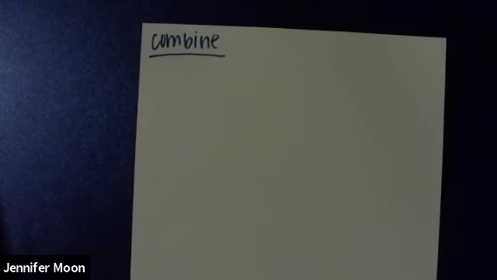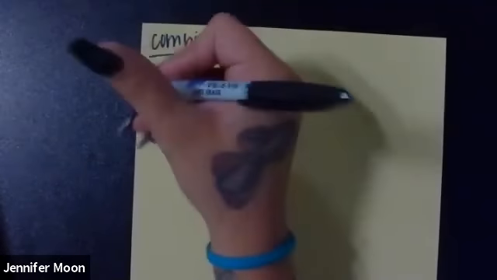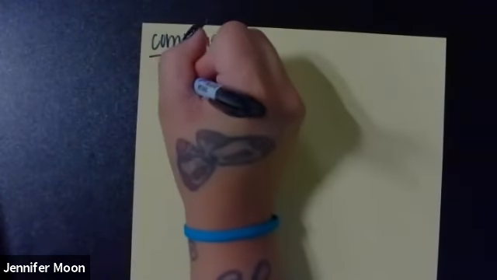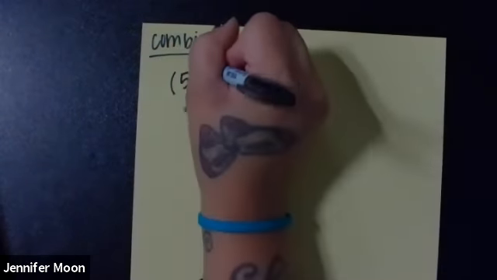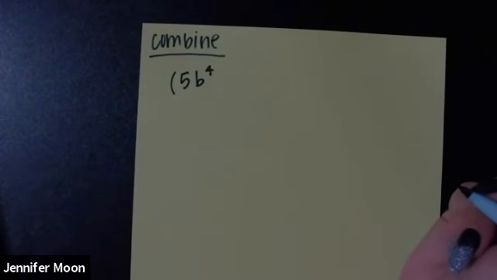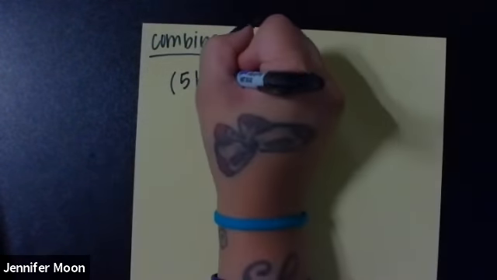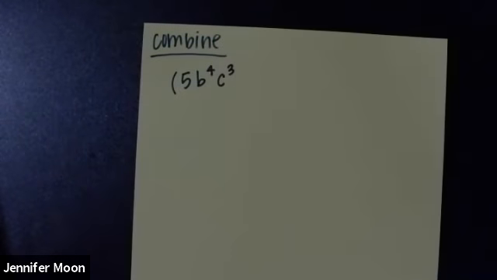So I just wrote combine. We're going to combine all these different rules. Not every single one, but you'll notice it's a lot, okay? So say if in parentheses, I have 5b raised to the 4th power, and then c raised to the 3rd power, and then d.